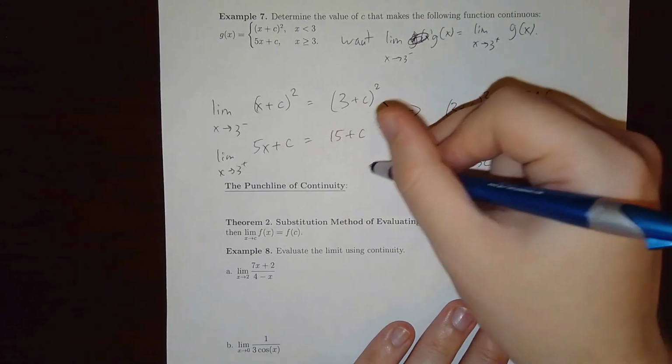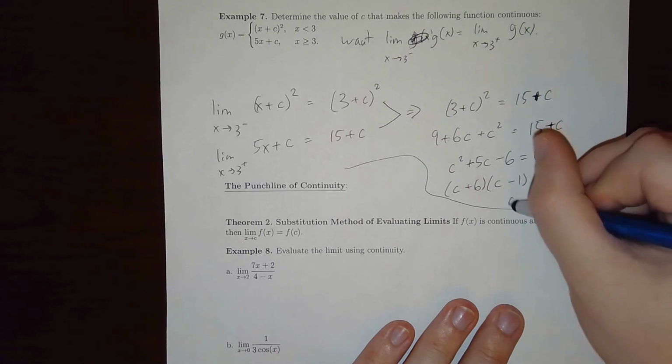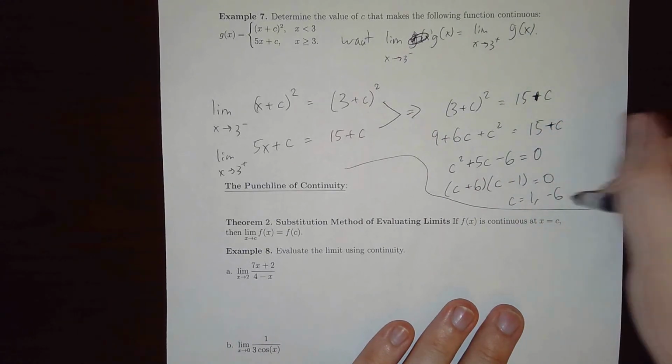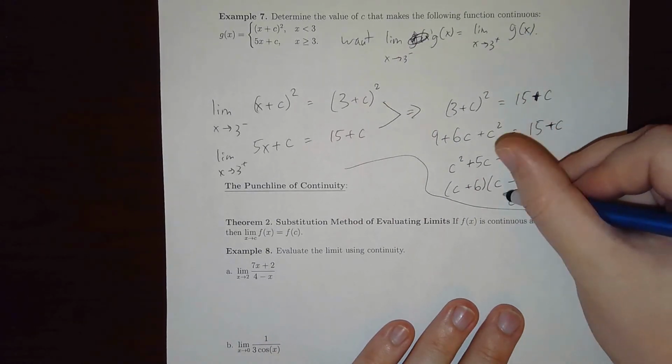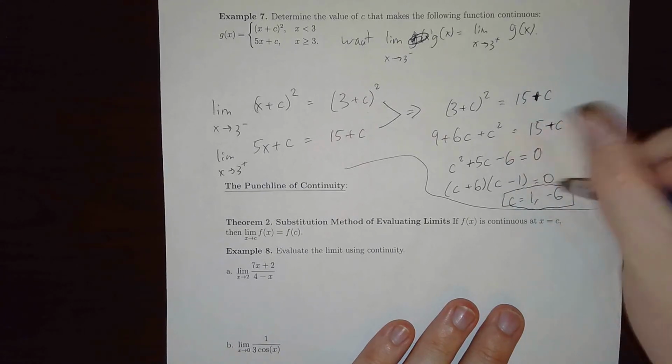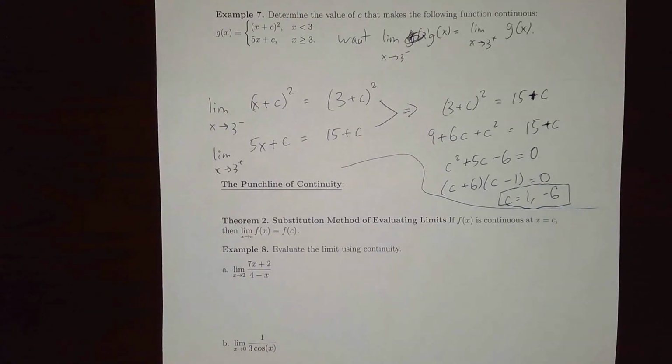So our potential options for c, we actually have two. C could equal 1, or it could be negative 6. So either value for c will make that function continuous. And you can plug this in for yourself to verify.